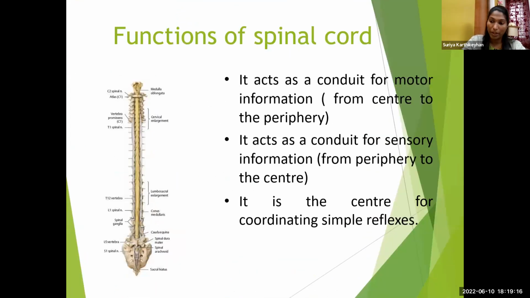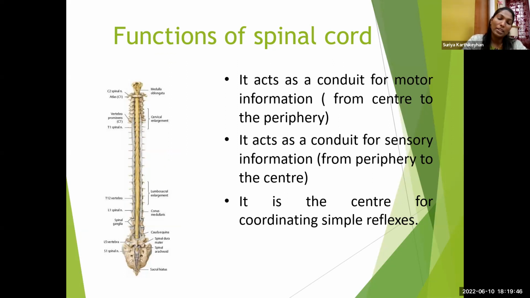What is the function of the spinal cord? The spinal cord gives rise to the spinal nerves. All the spinal nerves arise from the spinal cord and emerge out through the intervertebral foramen. We have 2 types of foramina, because the spinal cord is situated within the vertebral canal. One is intravertebral, another is intervertebral.